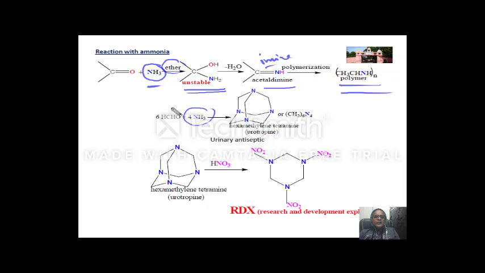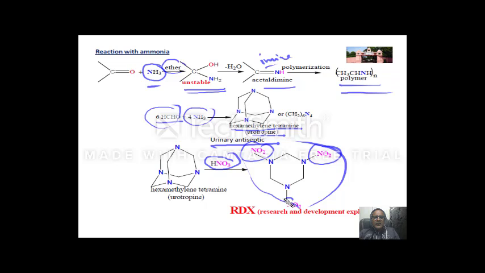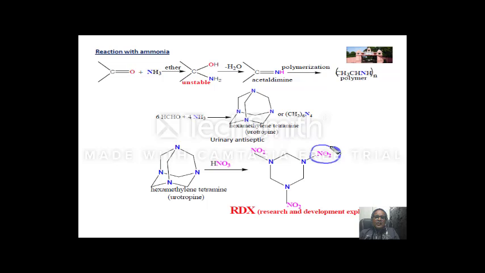So if we have 4 molecules of ammonia and 6 of formaldehyde, we get urotropine, which has a medicinal use. It is hexamethylenetetramine. Why is it important? Because once we attach nitro groups to this system, it becomes something like this. We have 3 nitro groups, and all explosives have one particular thing in common: the presence of nitro groups. So this is RDX, whose full name is Research and Development Explosive.